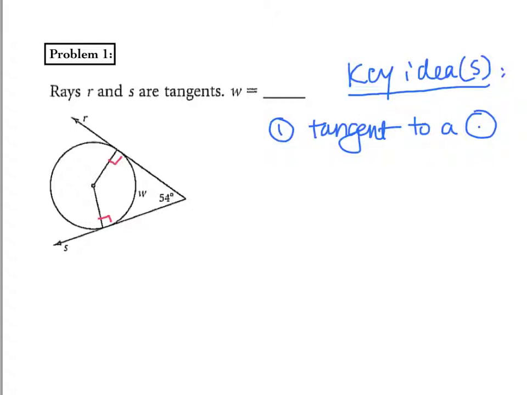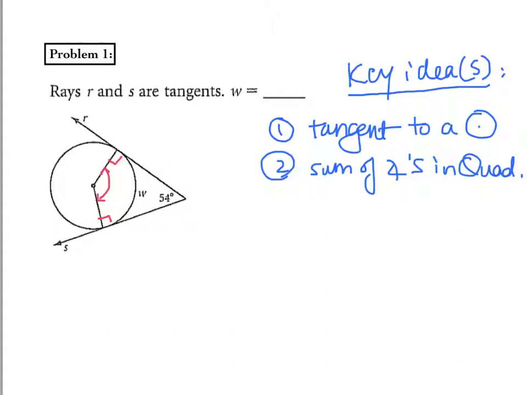a perpendicular relationship. The second idea that is important here is we notice that we have a quadrilateral. And so we know that the sum of the angles in a quadrilateral is 360. So in order to solve this problem, I can set up an equation that would find me this angle right here, which I could call my question mark.